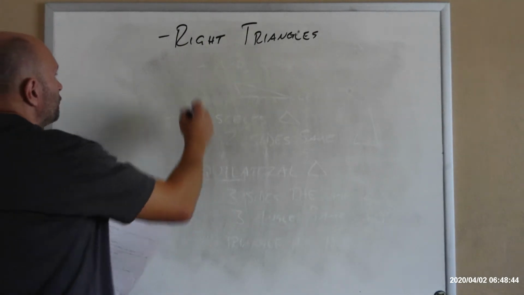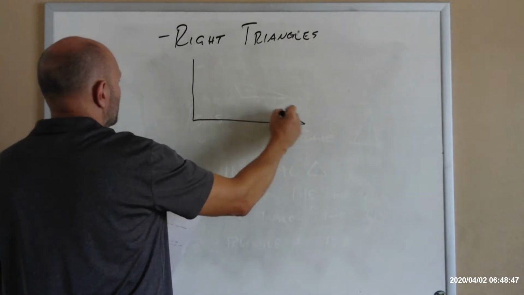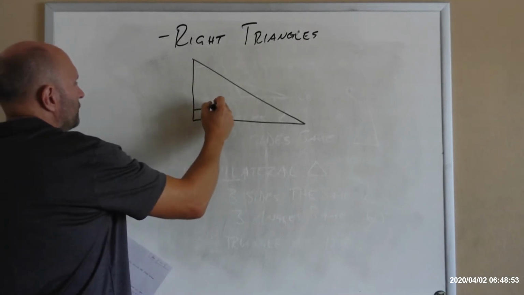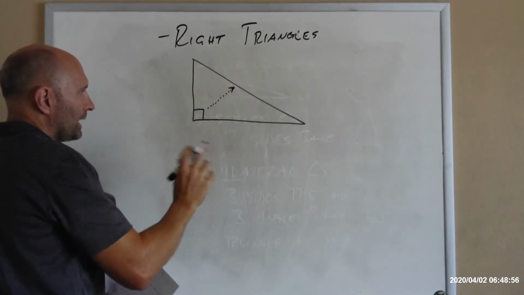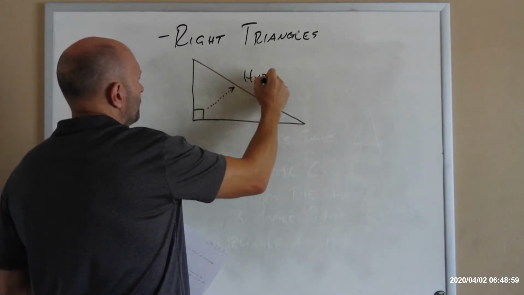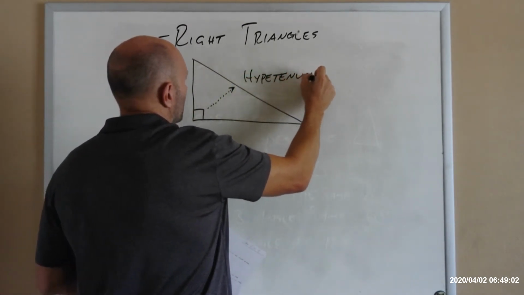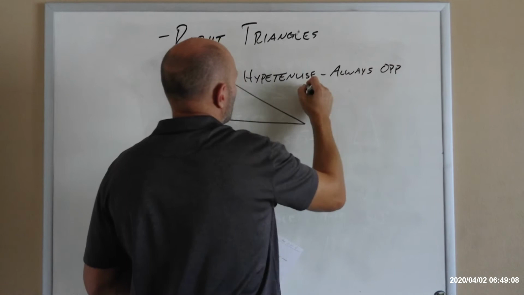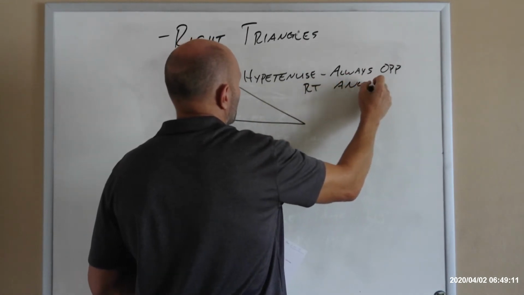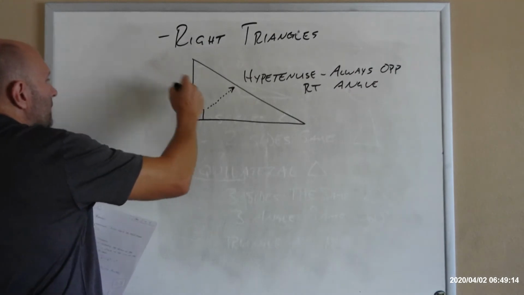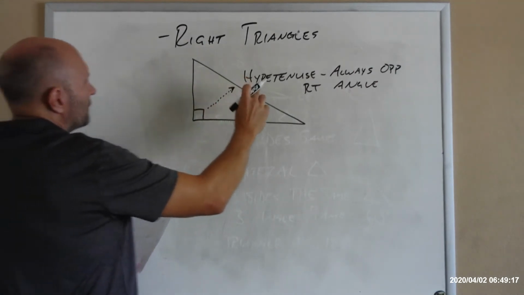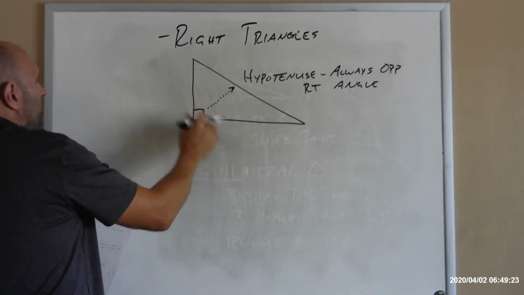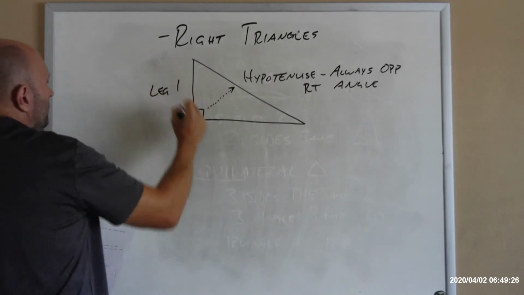All right, so in a right triangle, if you remember the picture I drew a little bit earlier, we have a right angle. The side of the triangle that's opposite the right angle is what's called the hypotenuse. And this is always opposite the right angle. I spelled this wrong, hypotenuse, H-Y-P-O-T-E-N-U-S-E. The other sides of the triangle are just called leg 1 and leg 2.